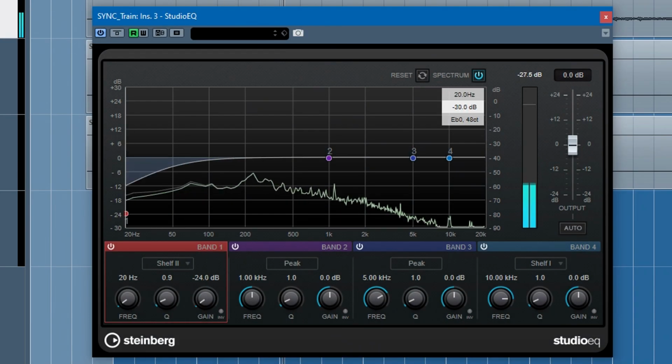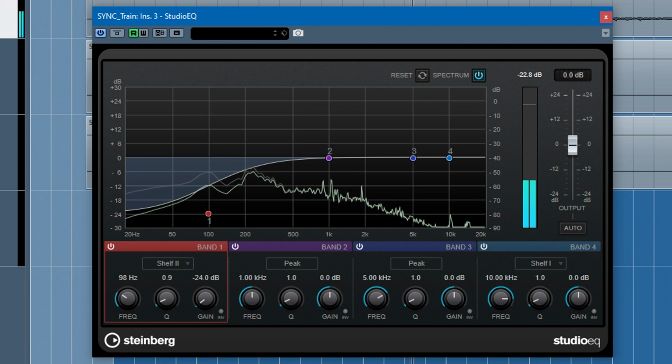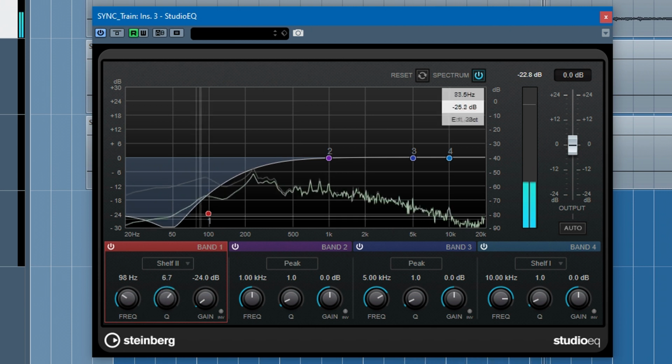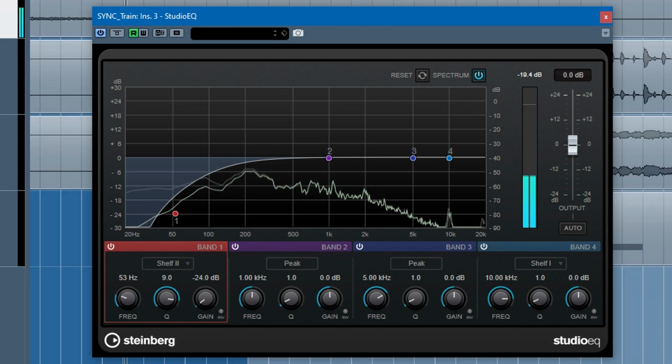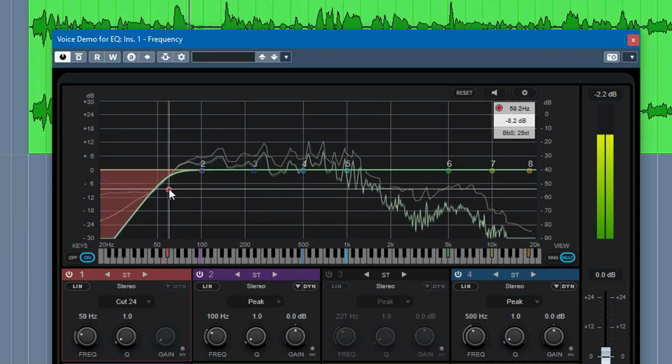I tend to reduce the low end on everything except music and most sound design. So basically I will just nuke and completely get rid of anything below 100 Hertz on most things. For dialogue, what I'll do is I'll look at the EQ, I'll look at the frequency range and remove anything below the body of the actor's voice. Anything under that, you don't need it.